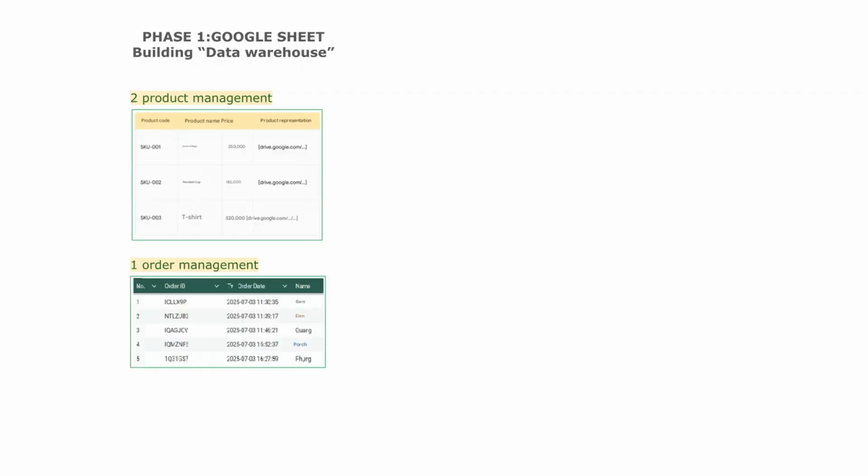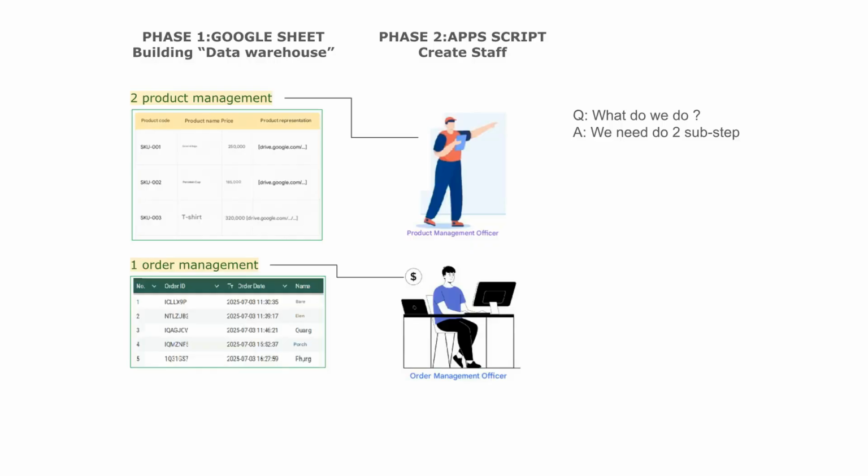After creating the data warehouse, two Google Sheet files in the first phase, the second phase involves creating employees to work with that data warehouse. Corresponding to these two employees are two Apps Script code snippets. Specifically, we need to perform two small steps for the product management employee.